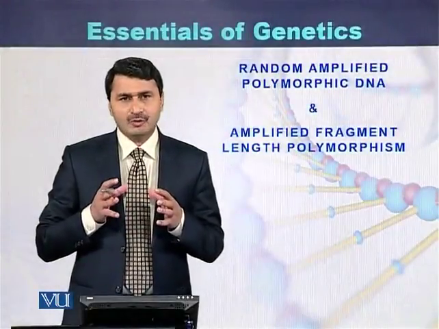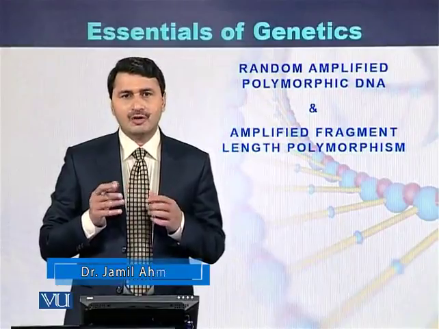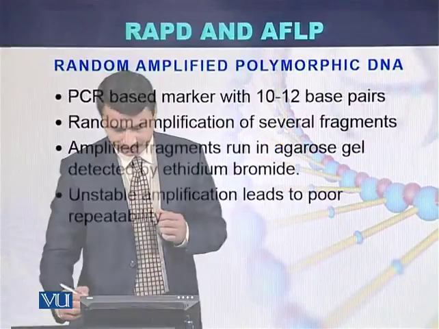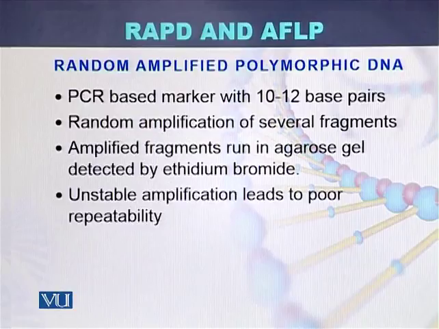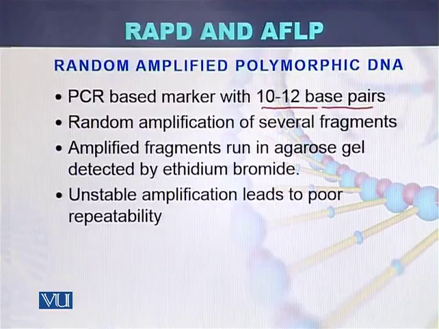Random amplified polymorphic DNA and amplified fragment length polymorphism. These are the two techniques which are also called molecular markers. In case of random amplified polymorphic DNA, that is a PCR based marker that consists of 10 to 12 base pair long primers. So these markers are used to detect random polymorphic DNA sequences.